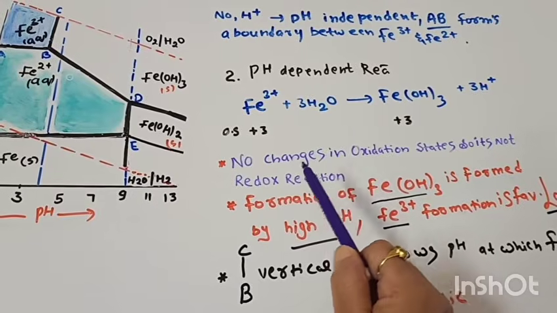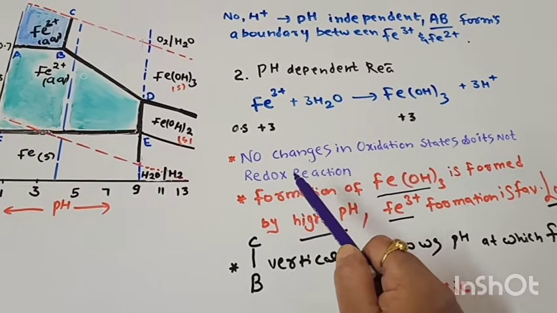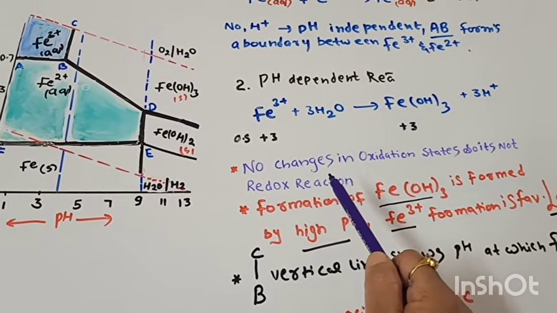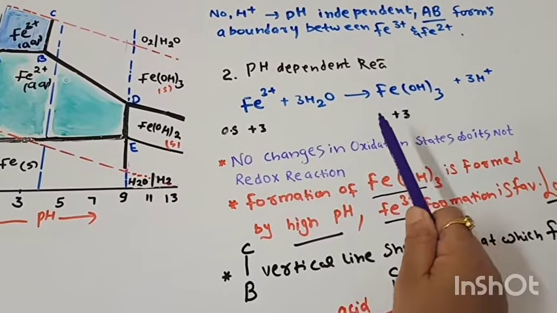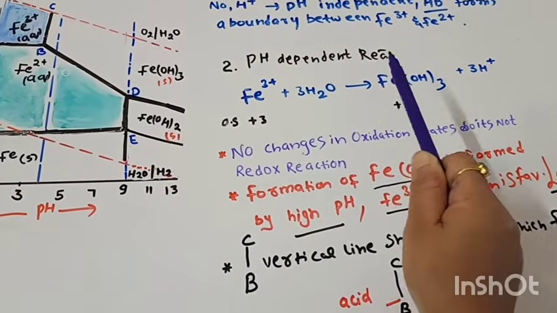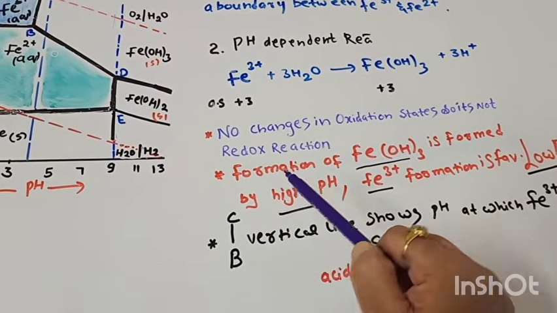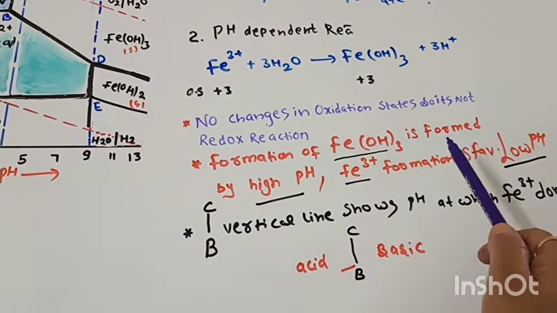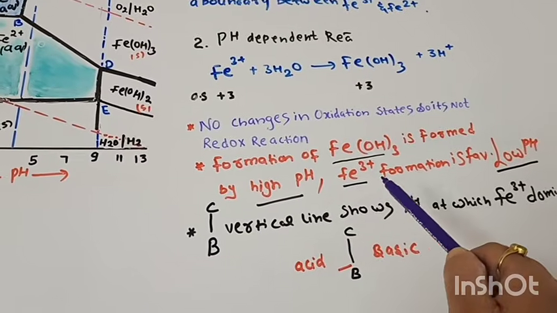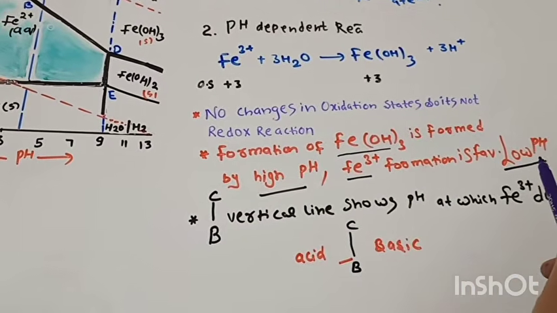redox reaction. Because in a redox reaction the oxidation number changes, it either decreases or it increases. So we can say that it is a simple pH dependent reaction where H plus ions are involved, and we can say that the formation of Fe(OH)3 is favored by high pH, and Fe3 plus formation is favored by low pH values.